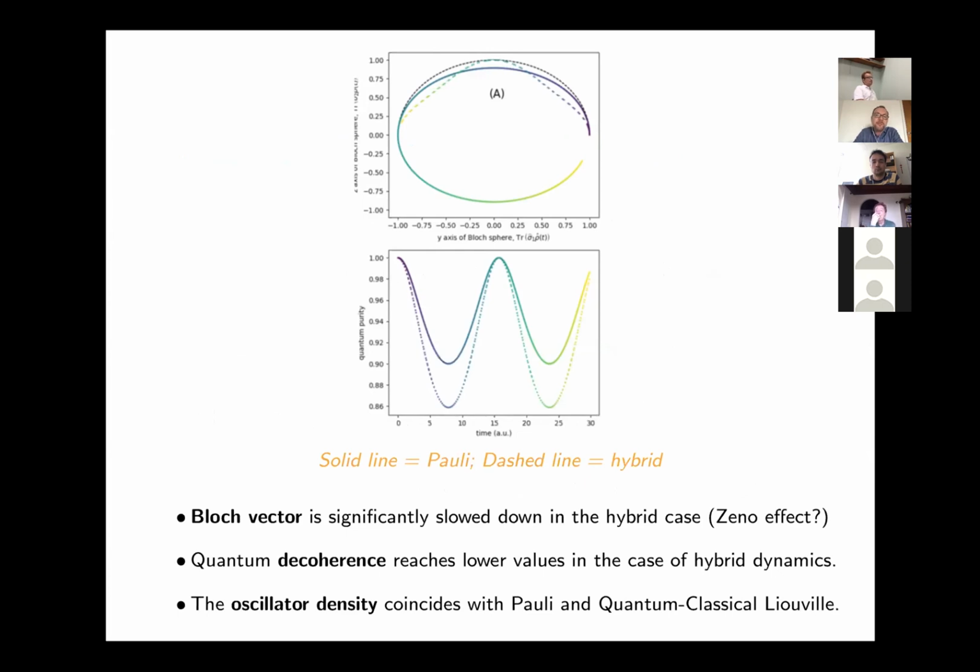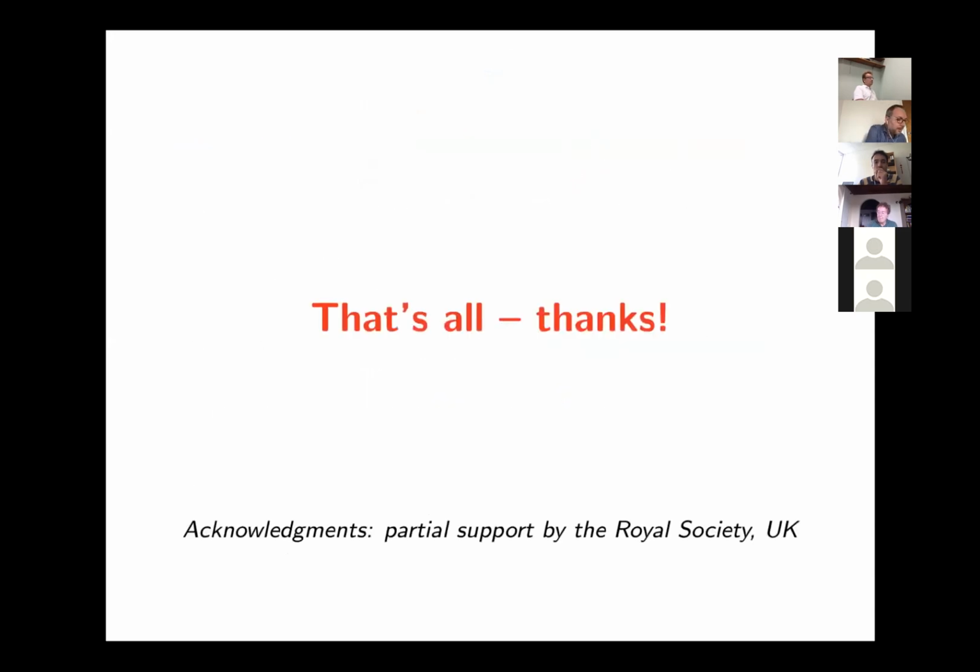And then the most important effect here is that, as Professor Capral was explaining yesterday, there is a sensible difference in the evolution of the Bloch vector, which is actually slowed down quite heavily in the hybrid evolution. Now, maybe this can sound provoking, but we were wondering if this can be a sign of the Zeno effect. We have no idea. But the other thing I would like to mention is that the oscillator density actually coincides with the Pauli equation and the quantum classical Liouville equation. So okay, here I will just conclude and say thank you.